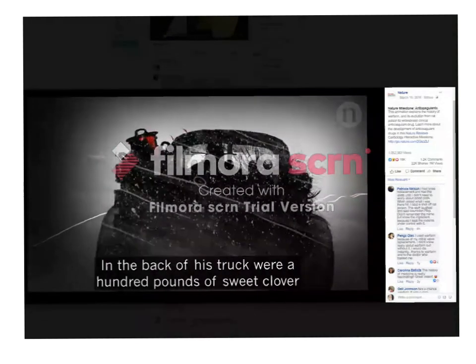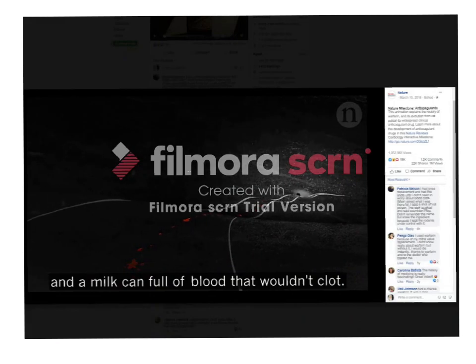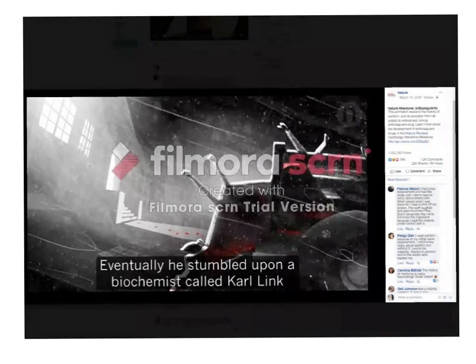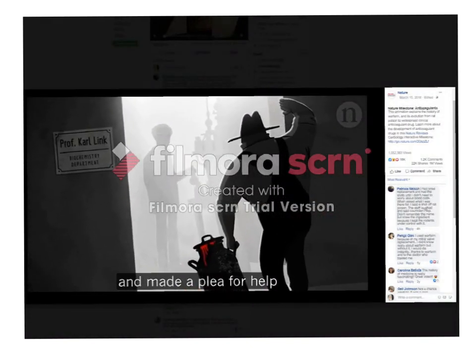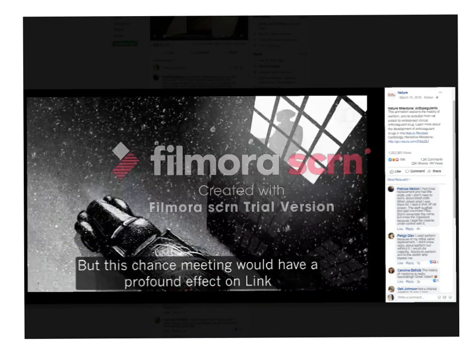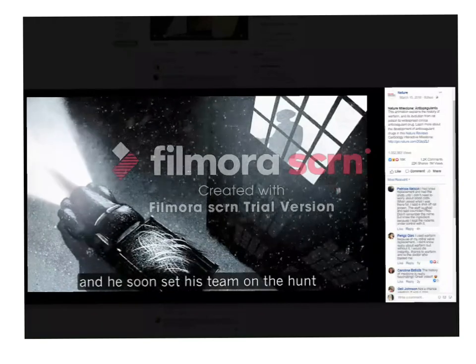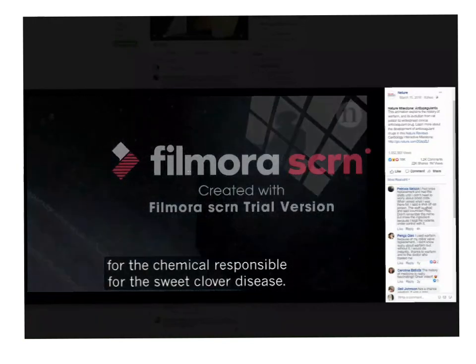In the back of his truck were 100 pounds of sweet clover and a milk can full of blood that wouldn't clot. Oh, and a dead cow. Eventually, he stumbled upon a biochemist called Carl Link and made a plea for help, although there was nothing Link could do for Carlson's cows. But this chance meeting would have a profound effect on Link, and he soon set his team on the hunt for the chemical responsible for the sweet clover disease.